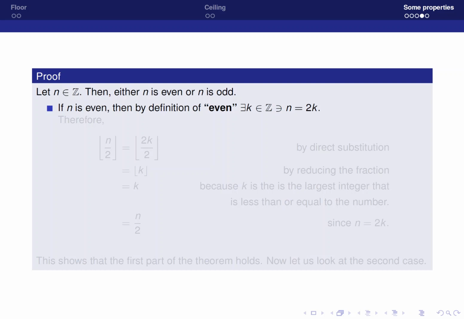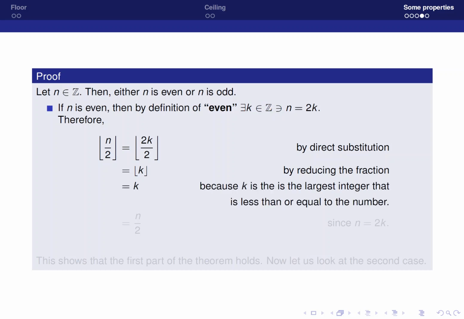So therefore, n over 2 is going to be the same thing as 2k divided by 2. Remember, n is 2k, so I can plug that into the expression for n. Then, since I have 2 in the numerator and 2 in the denominator, I can reduce the fraction and end up with the floor of k. But remember, k is an integer. We said that over here, and that is true because of the definition of the word even. So the floor of an integer is the integer itself.